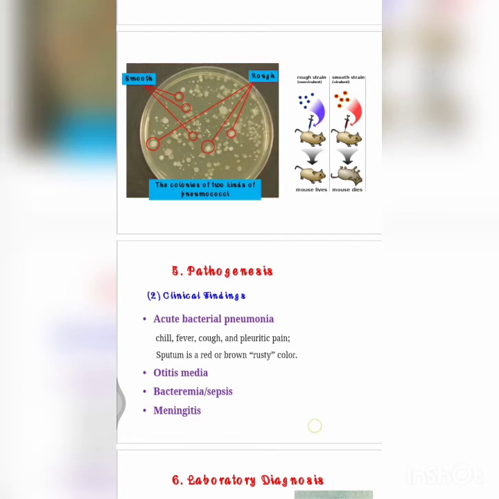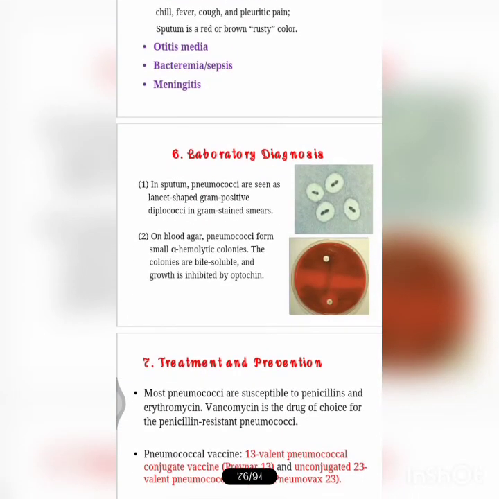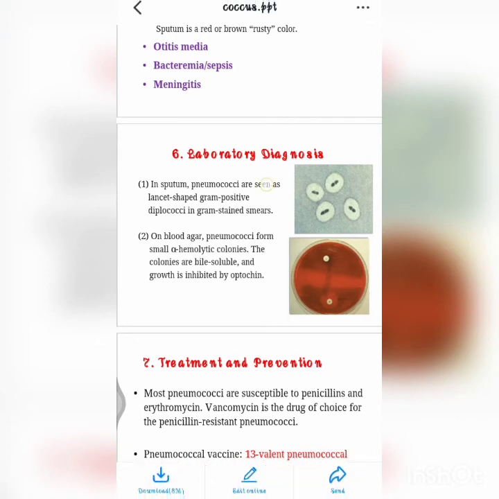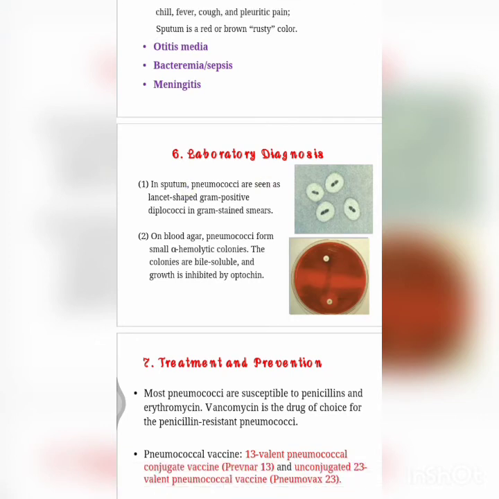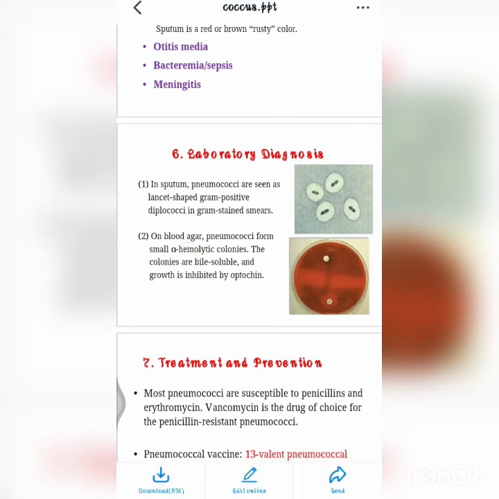Others are suppurative complications like conjunctivitis, mastoiditis, arthritis, pericarditis, where it sometimes also enters the heart, and also sinusitis. The laboratory diagnosis is done mainly by sputum. Pneumococci are seen as lancet-shaped gram-positive diplococci in gram-stained smears. On blood agar, pneumococci form small alpha hemolytic colonies. The colonies are bile-soluble and growth is inhibited by optochin.